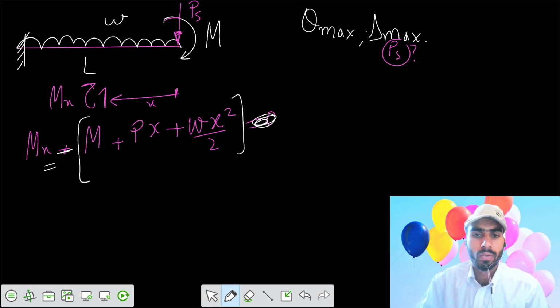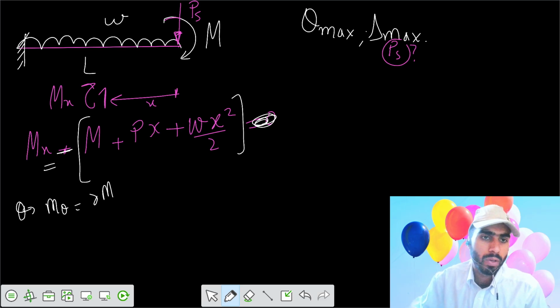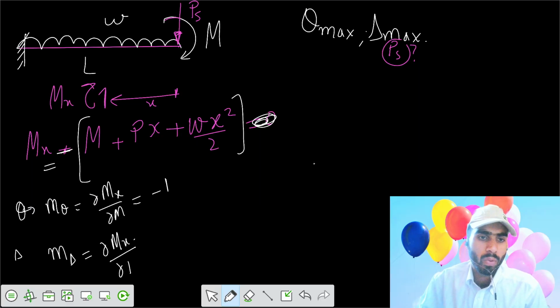Then we can find the value for theta. For theta we write m theta. What is the value of m theta? That's dou Mx by dou m, that equals -1. And for delta we write m delta, that equals dou Mx by dou p. That part, if contributed here, we write minus px, differentiation of minus px with respect to p, that's minus x.